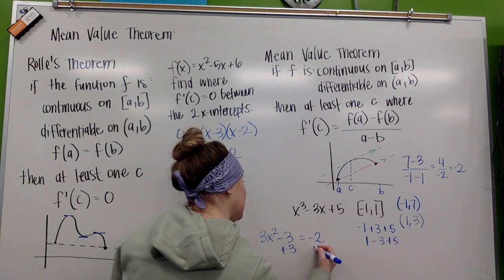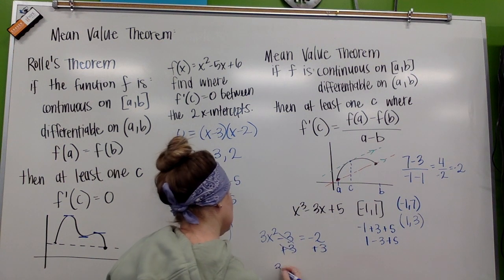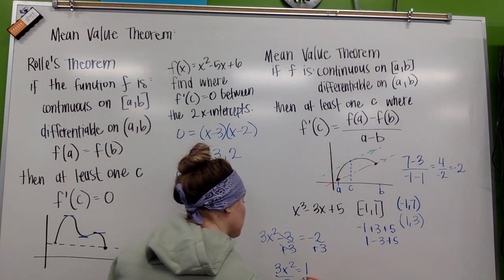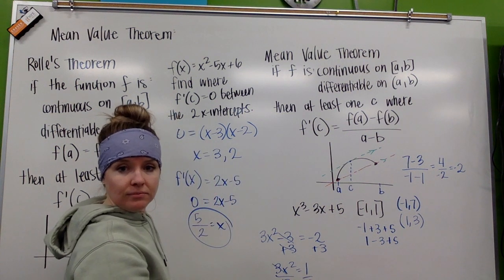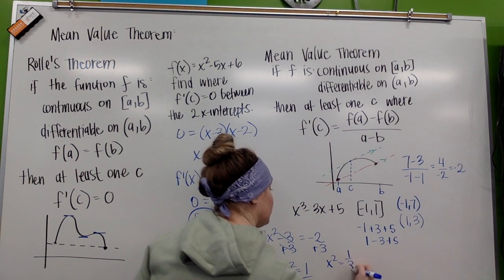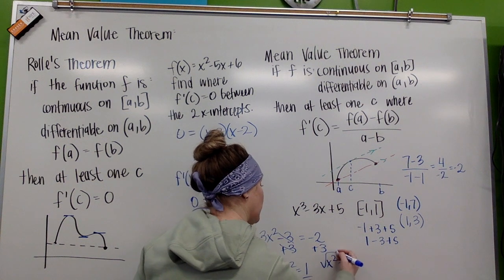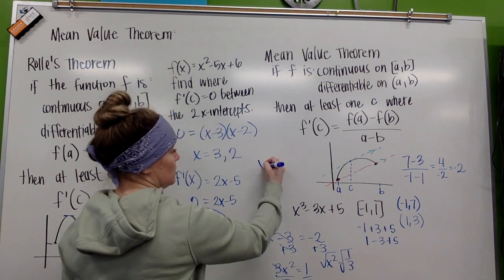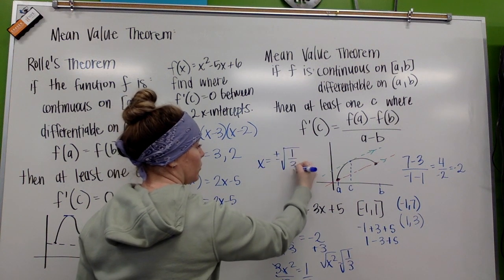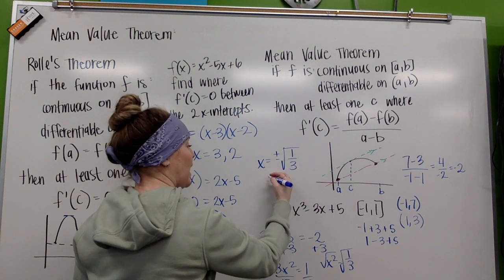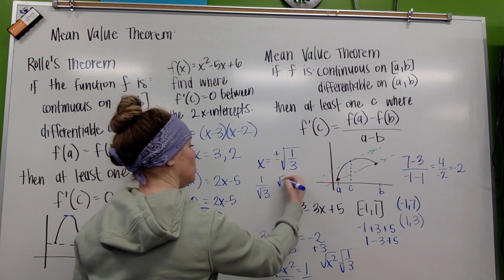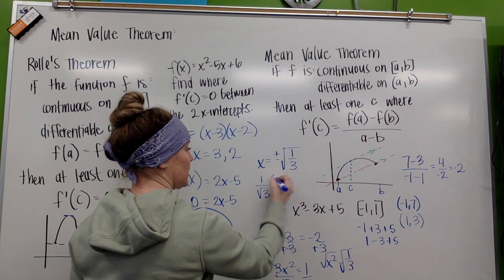So I'm going to add 3. So 3x squared equals 1. Divide by 3. Oh, I'm a little off screen there. And so now I have x squared equals 1/3. And I'm going to go ahead and square root both sides. So x equals plus or minus the square root of 1/3, which if we were to rationalize, that's going to give us root 3/3, plus and minus.